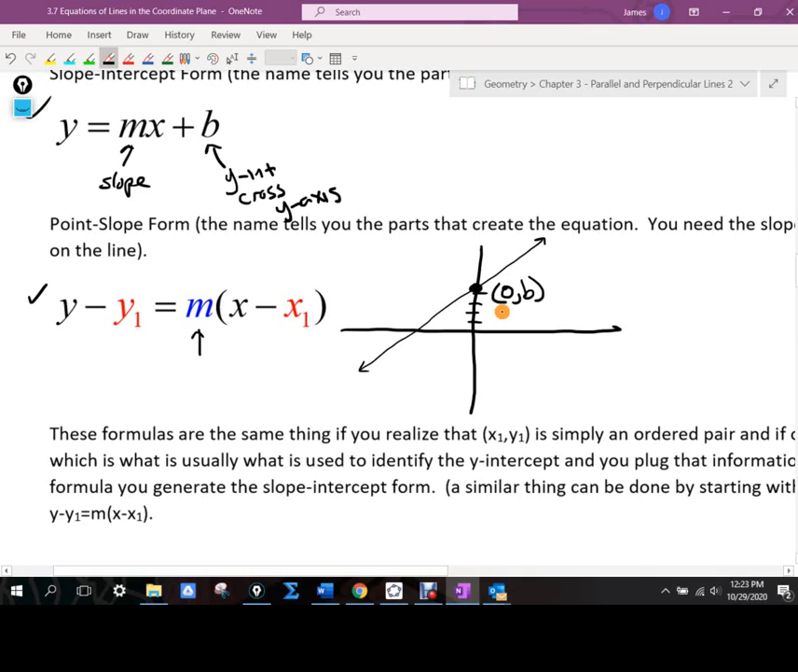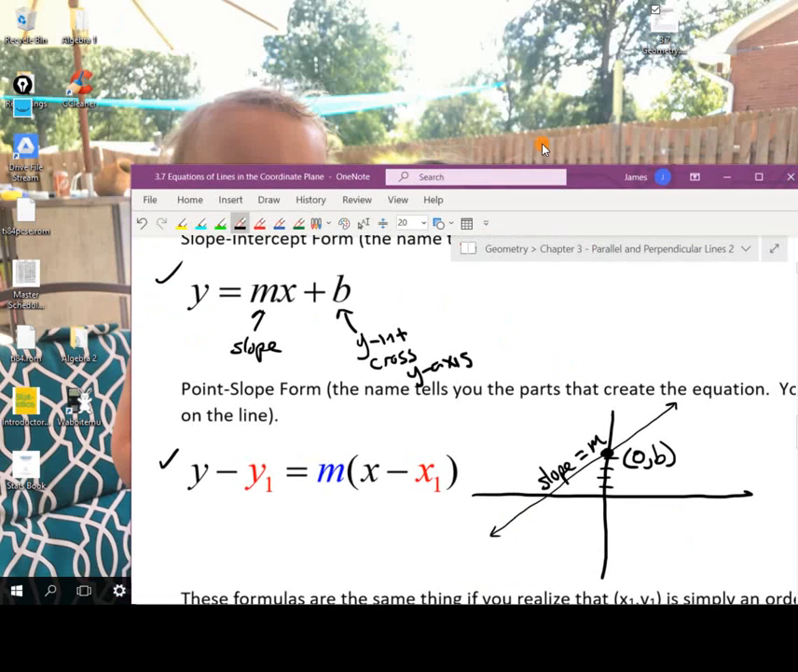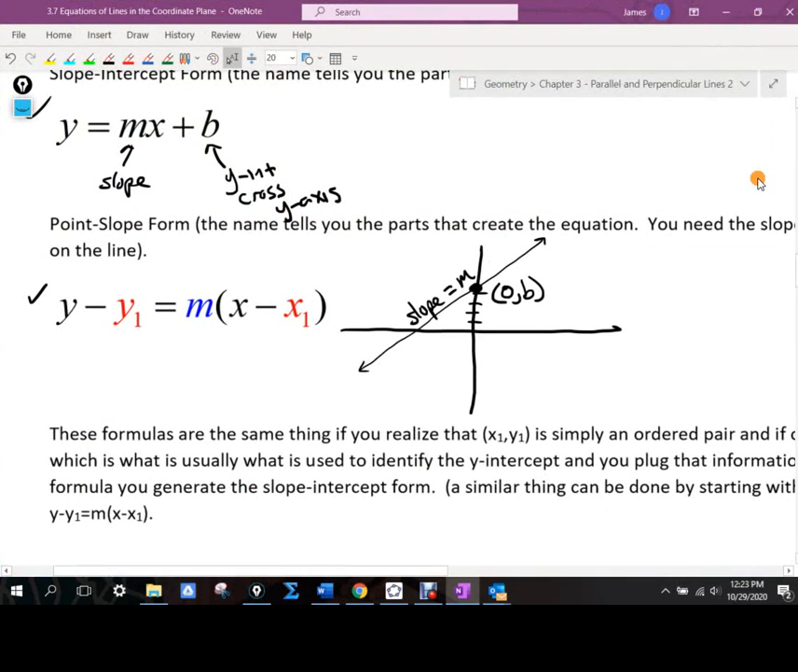Okay? Now, I don't know any other points on this, so I'm going to say my slope is lowercase m. Okay? So let's think about this. Would you guys agree that 0, comma b is an x1, y1? Is that a point that is on my line? And my slope is m.